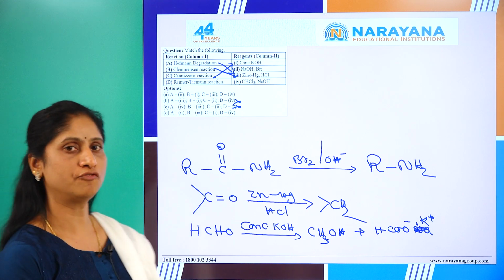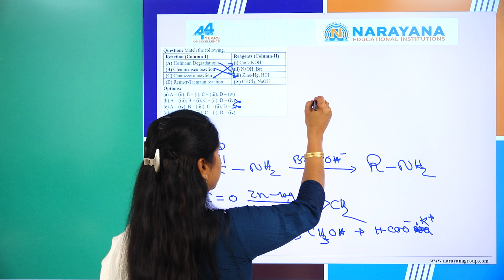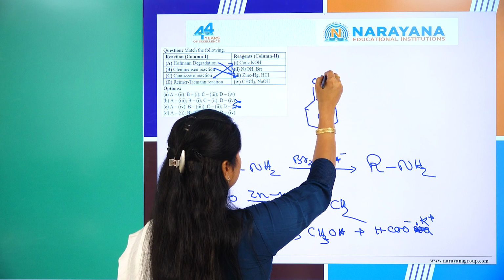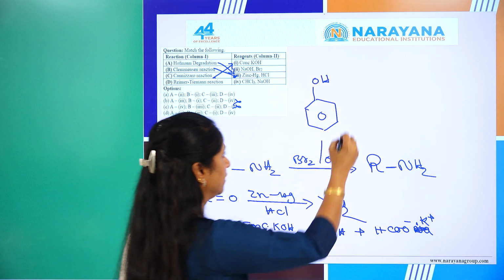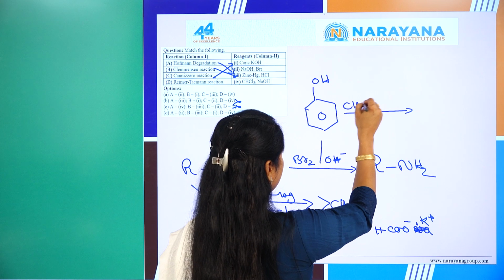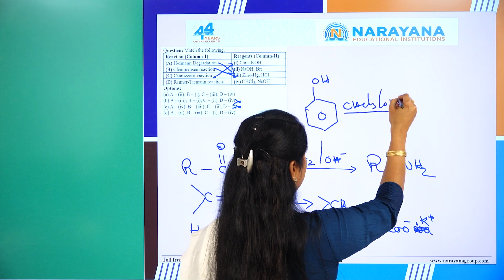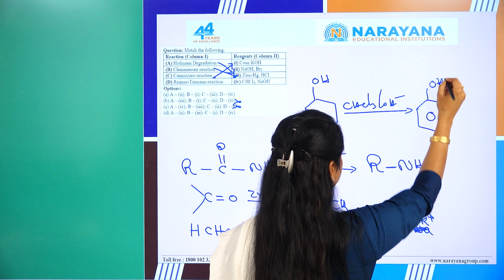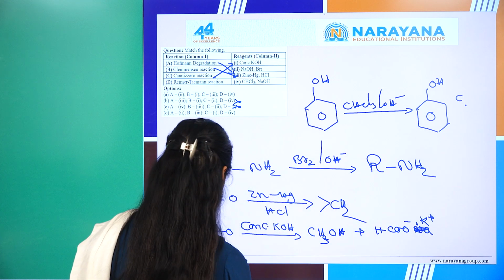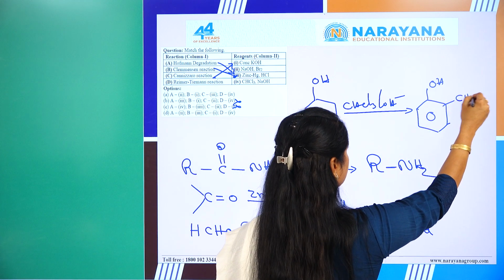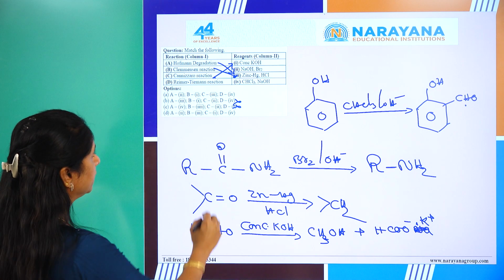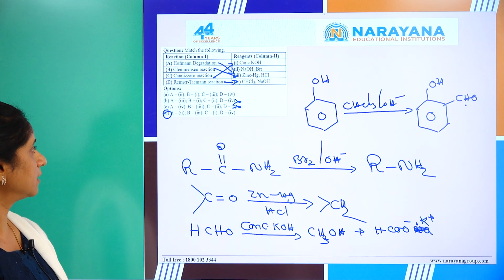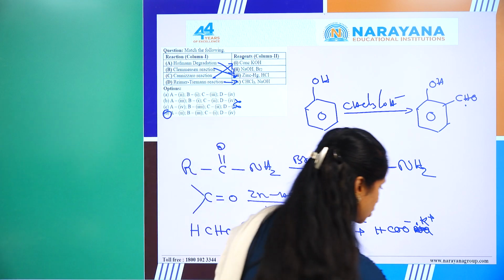Reimer-Tiemann reaction, orthoformylation of phenols. So phenols with chloroform and NaOH, it's an electrophilic aromatic substitution where dichlorocarbene is the electrophile generated from chloroform in presence of alkali. I can consider this as orthoformylation. Salicylaldehyde, orthohydroxy benzaldehyde, is the major product. So I can match the Reimer-Tiemann reaction with chloroform with NaOH. So the more appropriate answer is option D. So let us see the next question.